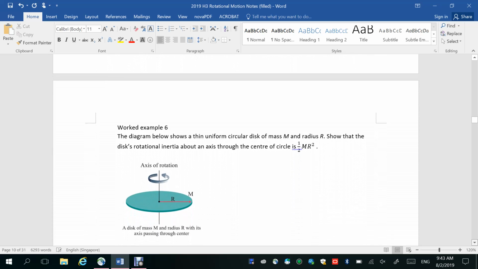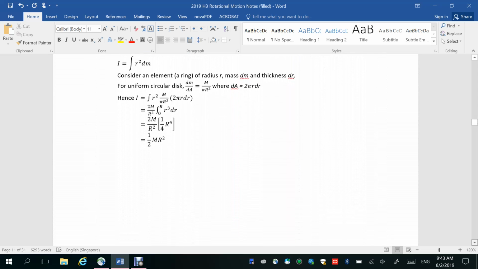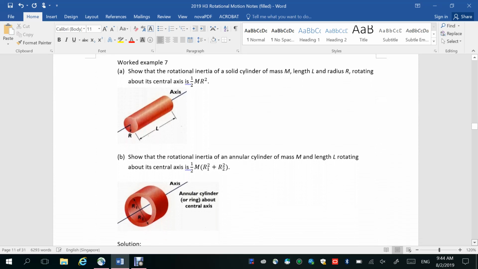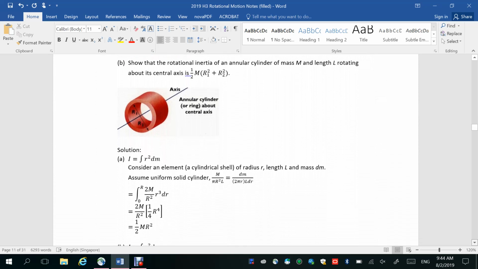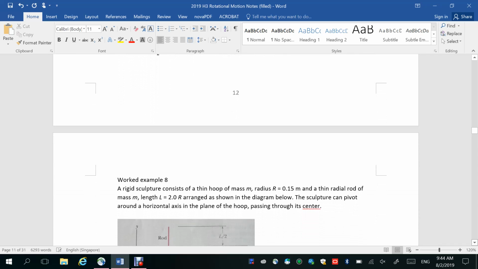Okay, let's take a look at the work example. Next one. And then this is all for example 7 done. Next one will be work example 8.